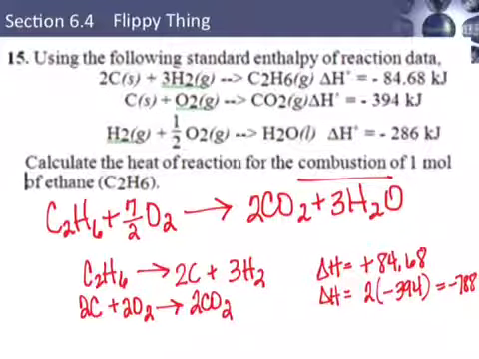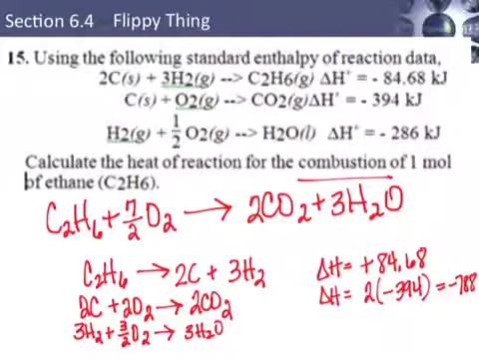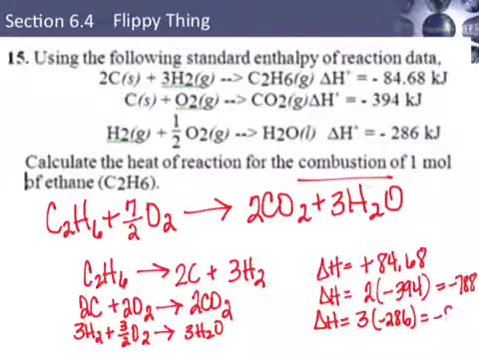The next one, look at your waters. What do we need to do with the waters? What do we need to do with this equation? Multiply it by 3. So 3H2 plus 3 halves O2 gives me 3 waters. My delta H, again, is multiplied by 3. Negative 858. Gives me negative 858.